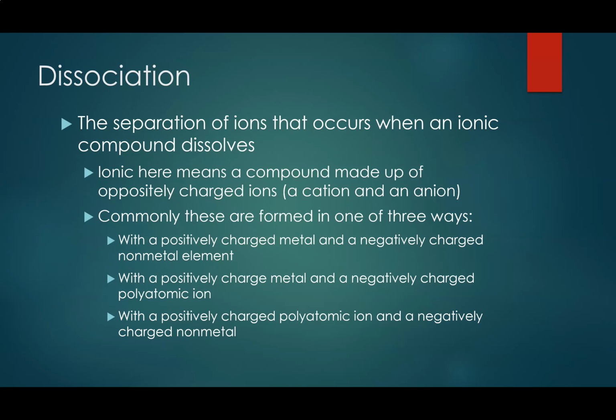Now, sometimes we can form them directly with just a metal and non-metal element. We can also form ionic compounds with a positively charged metal and a negatively charged polyatomic ion. And then we can also form ionic compounds with positively charged polyatomic ions and negatively charged nonmetals. Or we can even have a combination of 2 polyatomic ions.